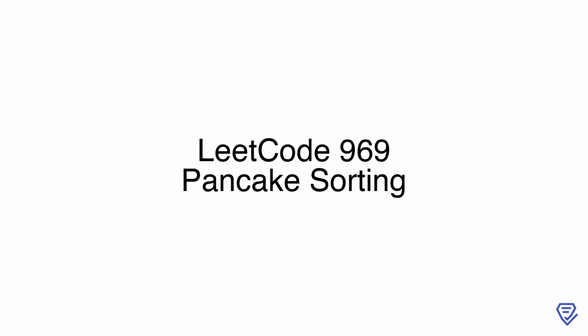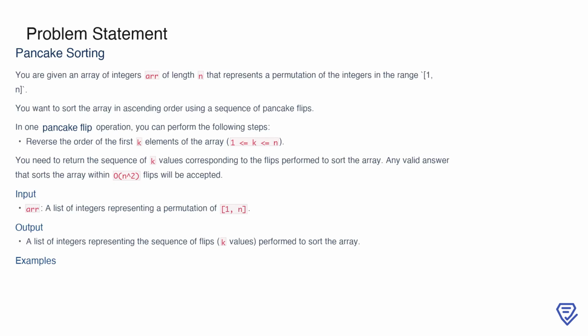Let's dive in. In the pancake sorting problem, you are given an array of integers called ARR, which represents a permutation of numbers from 1 to n. The goal is to sort this array in ascending order, but instead of using traditional sorting techniques, you are limited to using a special operation called a pancake flip. A pancake flip involves selecting the first k elements of the array, where k is any value between 1 and n, and reversing their order.